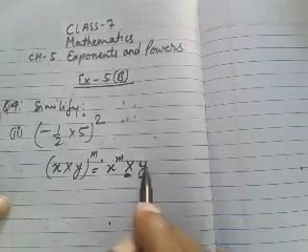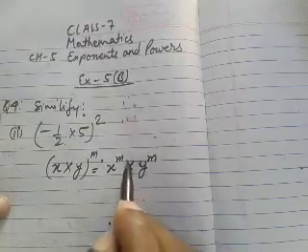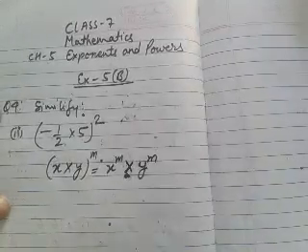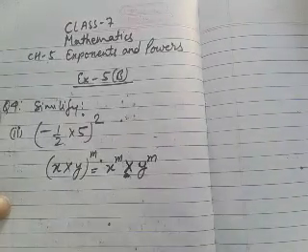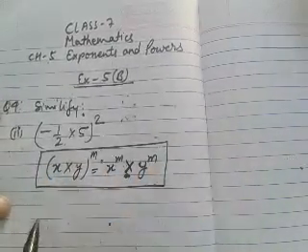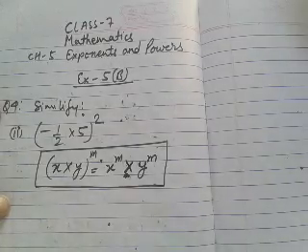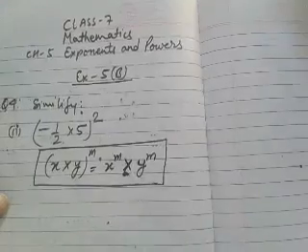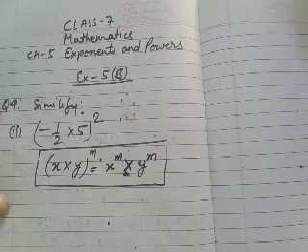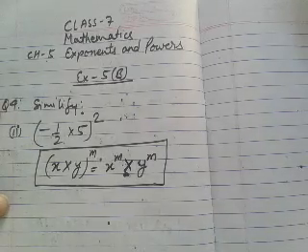Multiply y raised to the power m, and then multiply both these two numbers. So this is the third law of exponents.